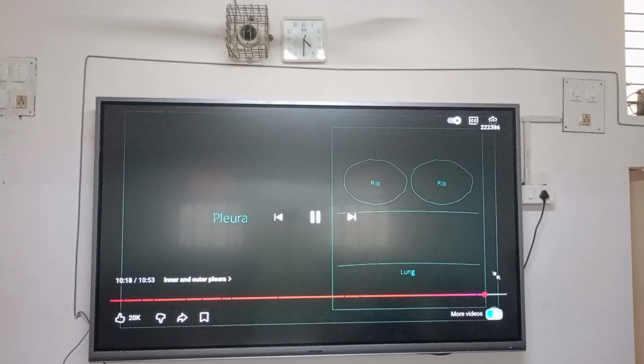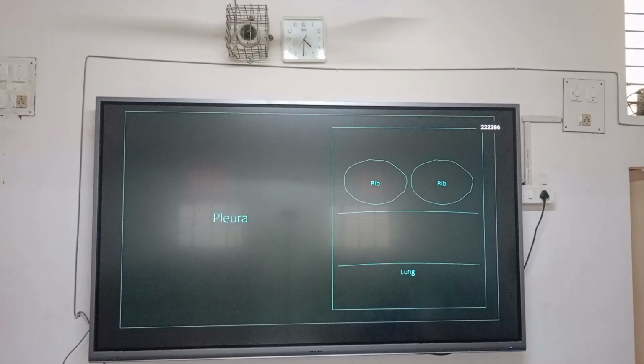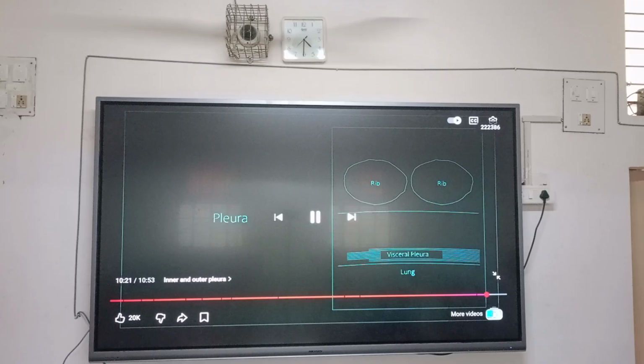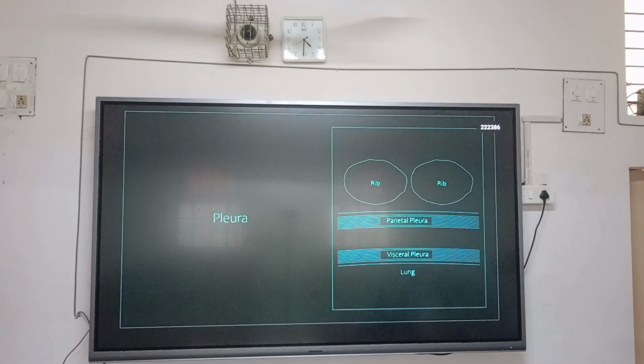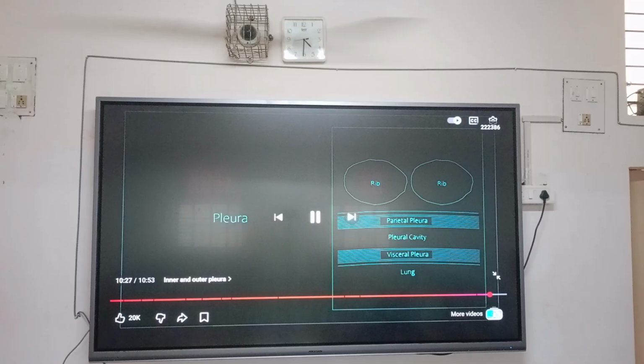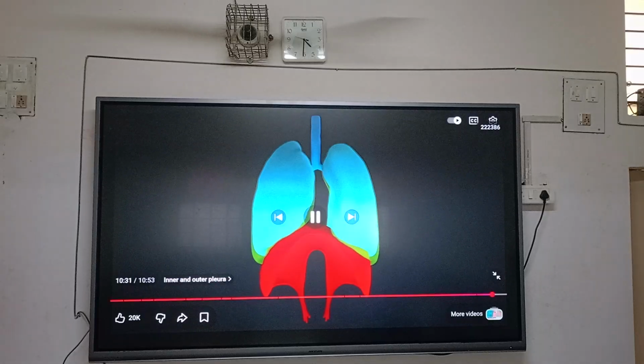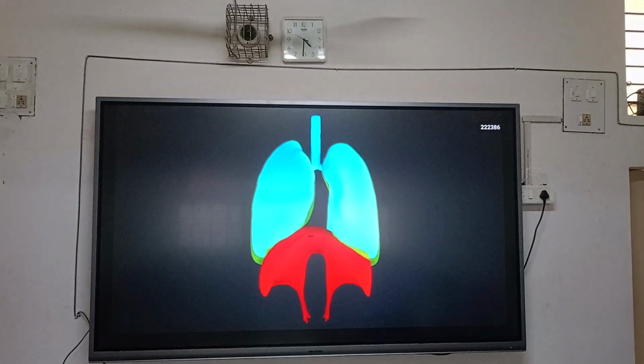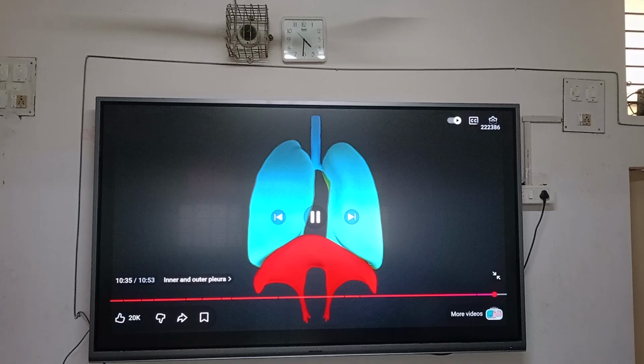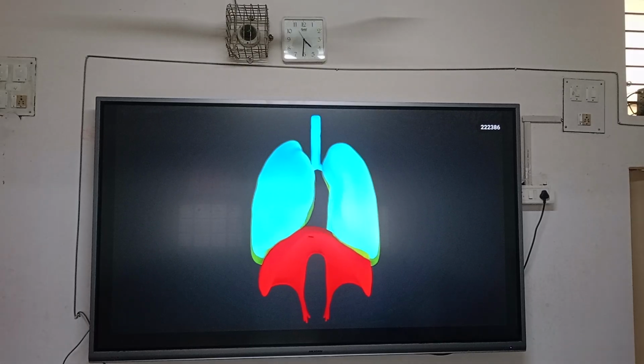For this reason, the inner pleura covers the lungs. The outer pleura lines the rib cage and diaphragm. This allows the inner pleura to shift against the outer pleura. Between these two layers is the pleural cavity, shown here in yellow.